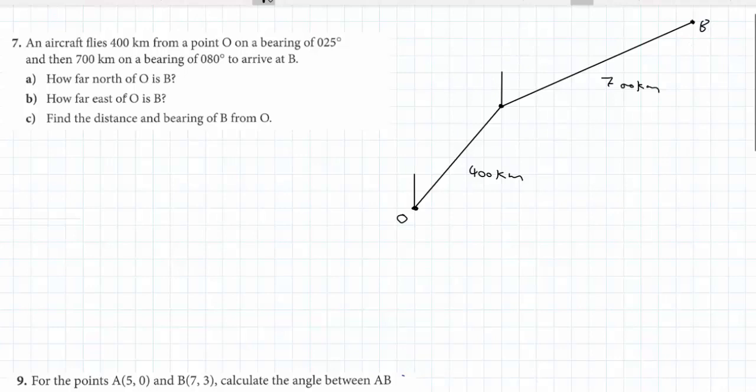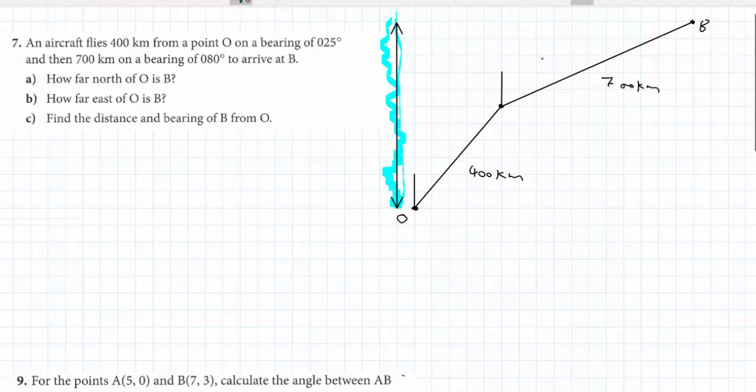Now, part A, how far north of O is B? How far north of O means we need to know how far is this point from this point until we reach B. This much. How far is this, or how long is this line? We should find the length of this line. What can help us to find this length?